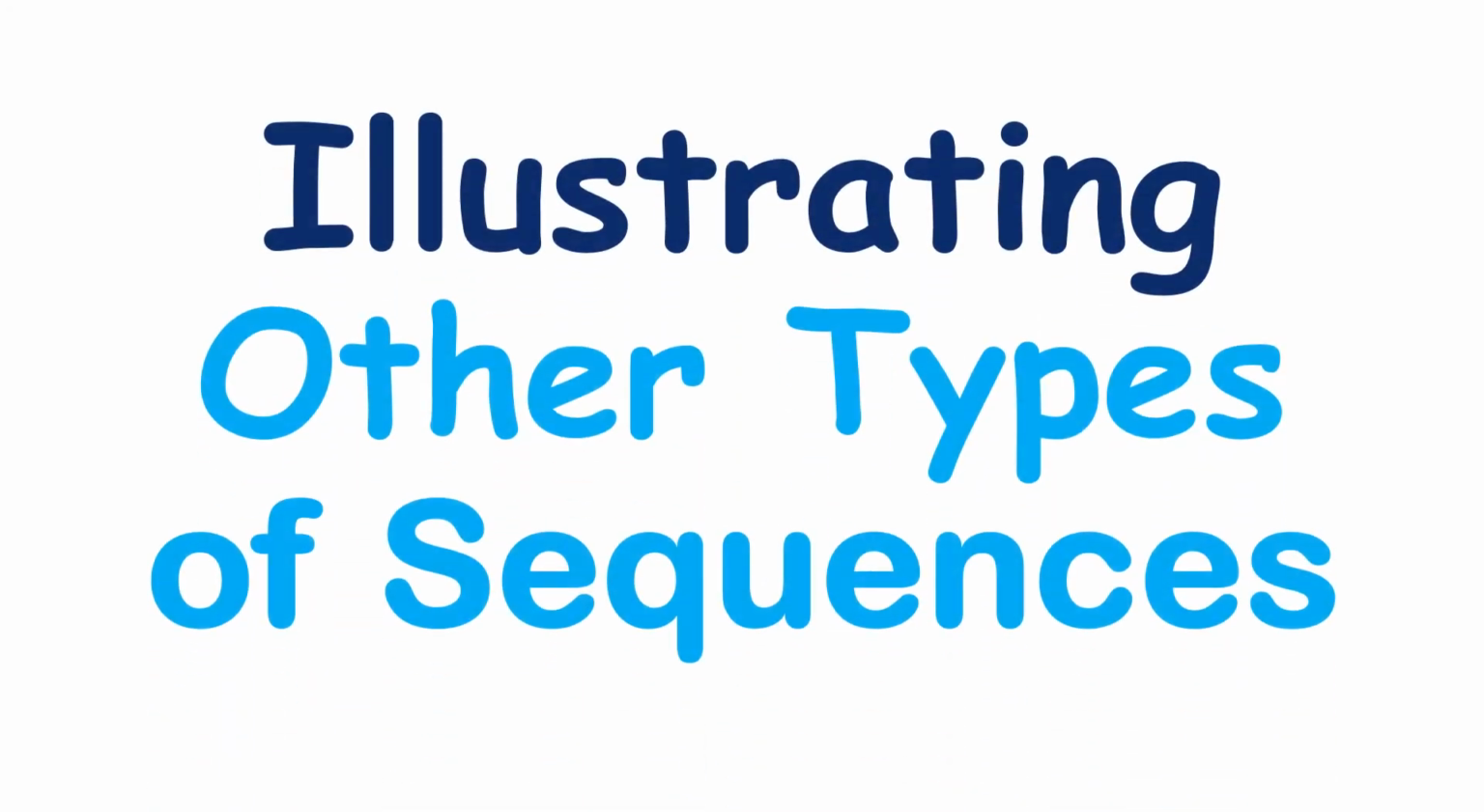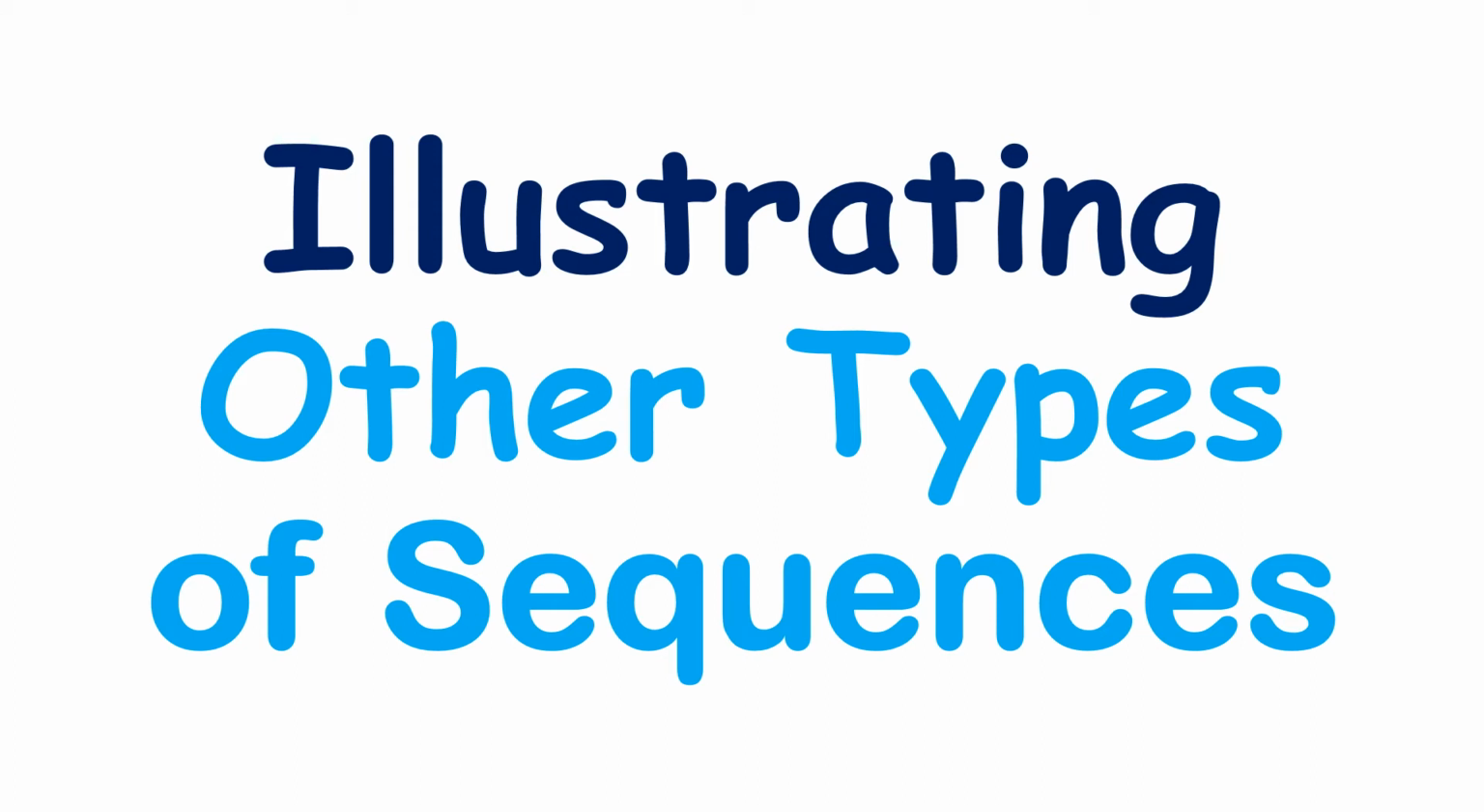In this video, I will be talking about illustrating other types of sequences. So let me show you an example of a sequence. So we have this 2, 4, 6, 8, 10, 12, 14, 16, and so on. So it has a common difference of 2. That's 2 plus 2, 4, plus 2, 6, plus 2, 8, and so on. So that means the sequence is an arithmetic sequence.